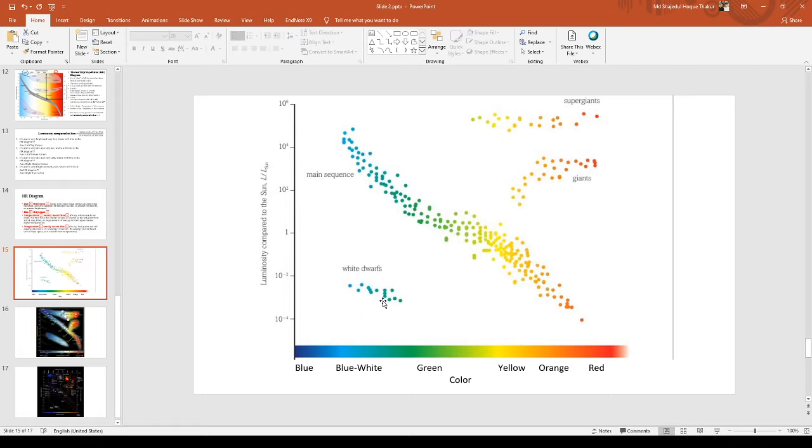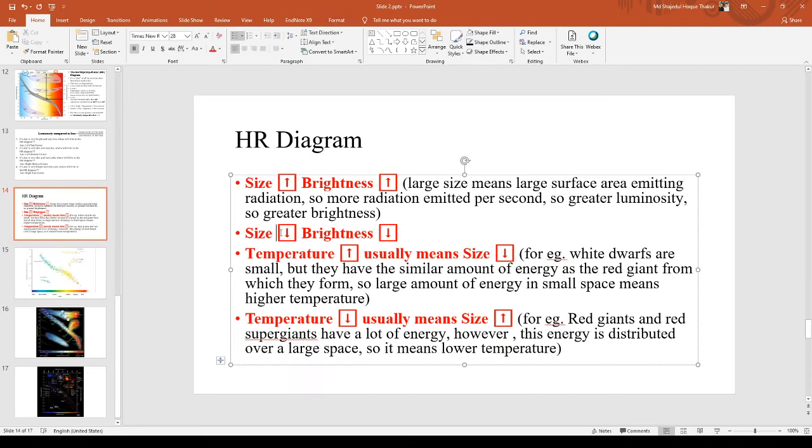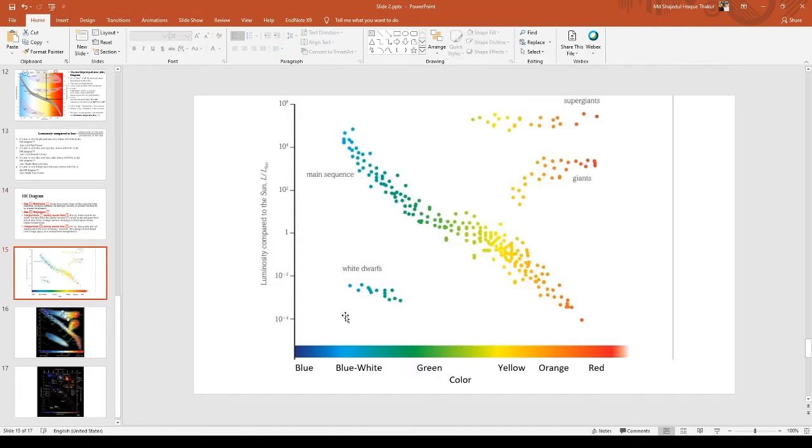So first of all, try to think about this. Why are the white dwarfs here? Well, remember, white dwarfs are small, right? White dwarfs have a small size, so they must have a low brightness, correct? Small size, so low brightness. So low brightness, that is why they're near the bottom.